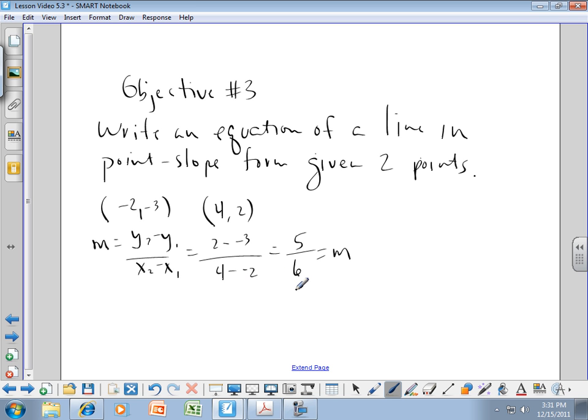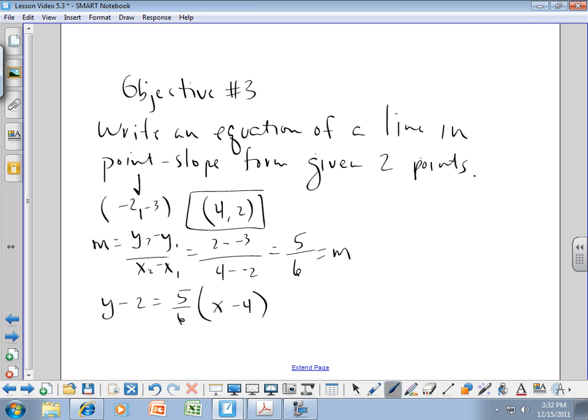Now, which point should we choose to write our equation in point slope form? Well, it really doesn't matter, but if I had a choice, I would choose the one that had all positives. And so if I do that, I'm going to write y minus... Is it the 4 or the 2? It's the 2 because that's in the y spot. And then 5/6 times x minus 4.